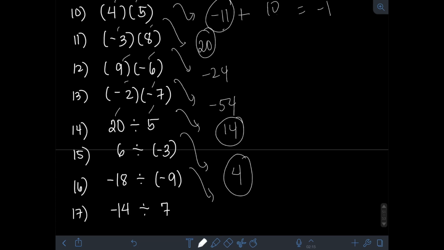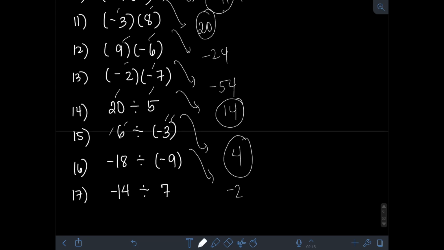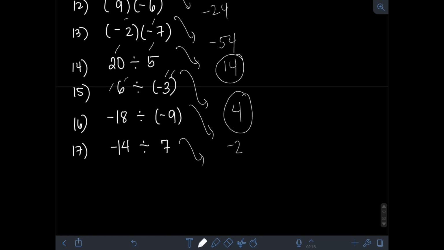Okay? Next, 6 divided by negative 3. So, divide muna natin. 6 divided by 3 is 2. So, since magkaiba sila ng sign, isang positive, isang negative, unlike signs, dapat ang final answer is negative. Okay? Next, negative 18 divided by negative 9. So, divide muna natin. 18 divided by 9 is 2. So, since magkapareho silang negative, ang final answer dapat is positive 2 or simply 2.